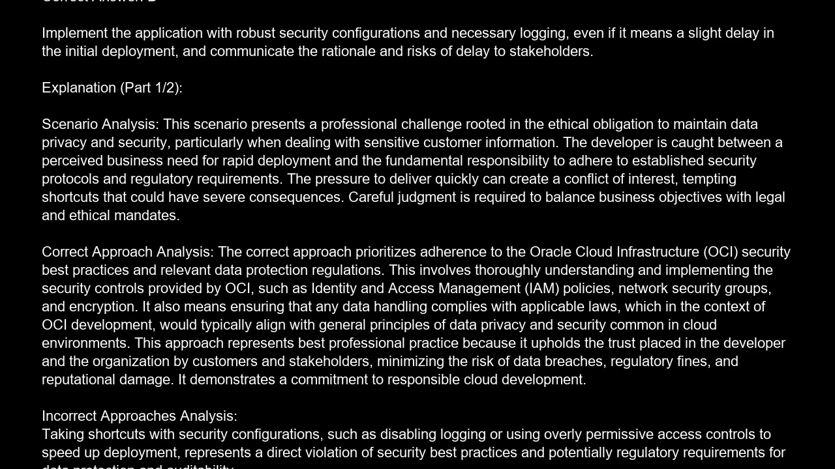The correct answer is D. Implement the application with robust security configurations and necessary logging, even if it means a slight delay in the initial deployment, and communicate the rationale and risks of delay to stakeholders.